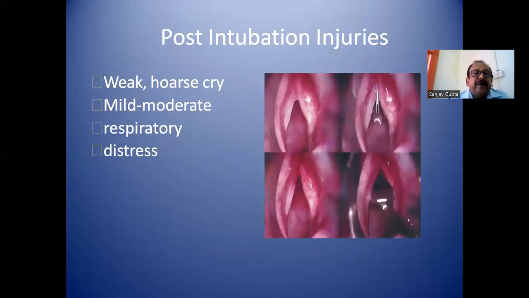The management will be endoscopy and removal of the foreign body using rigid bronchoscopy. Post-intubation injuries are common in intubated patients. There is weak hoarse cry, mild to moderate respiratory distress.